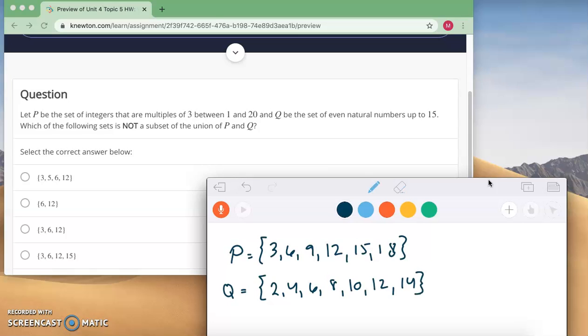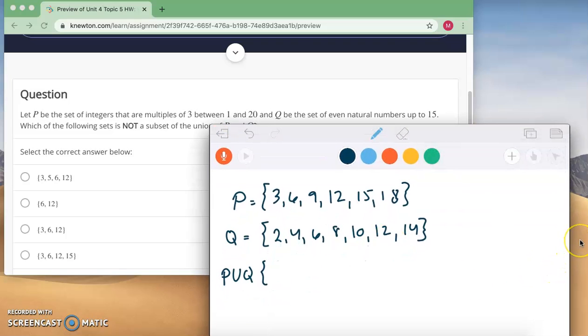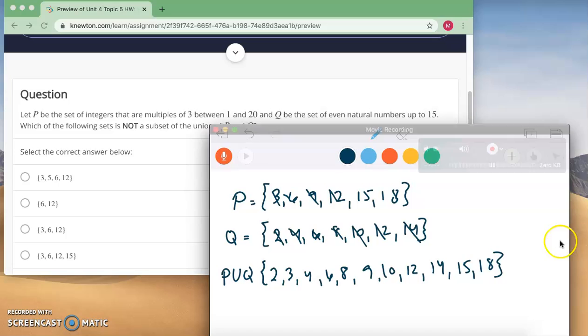So now we need to write P union Q. That means we're going to write all these elements together, but not duplicate, right? I'm going to go back and forth between P and Q, and I'll keep it in numeric order. So I'm going to say 2, 3, and if it helps, you can cross it out as you go. 4, we have 6 in both, 8, 9, 10, we have 12 in both, so we don't need to write that twice. 14, 15, and 18. That is our P union Q.